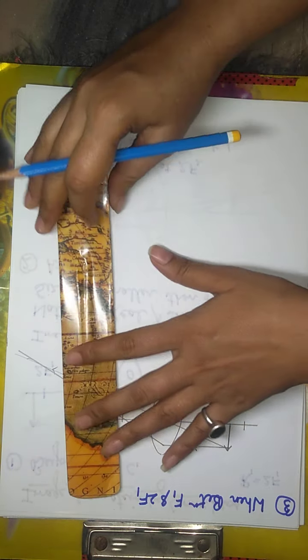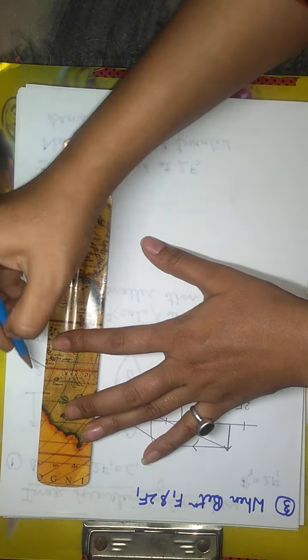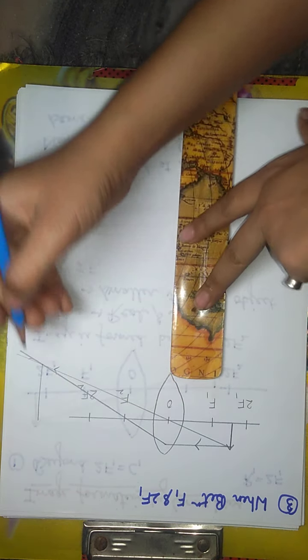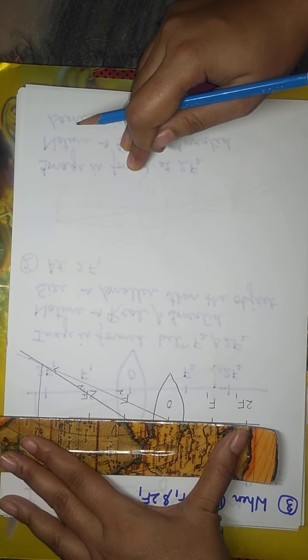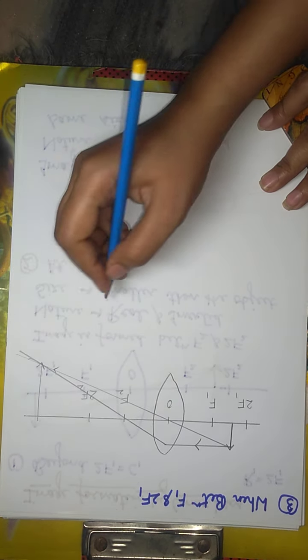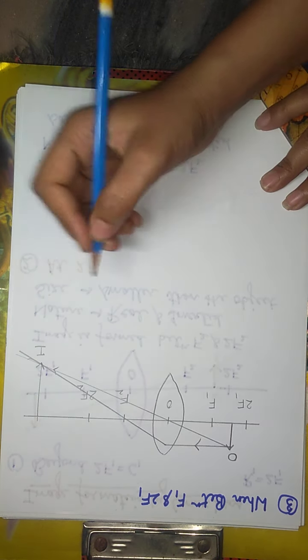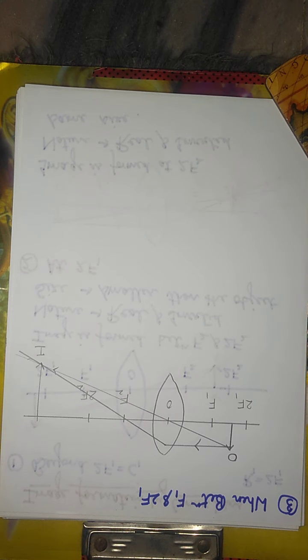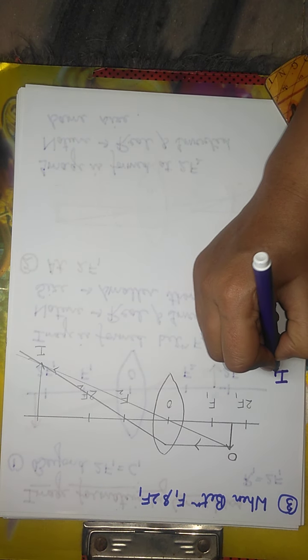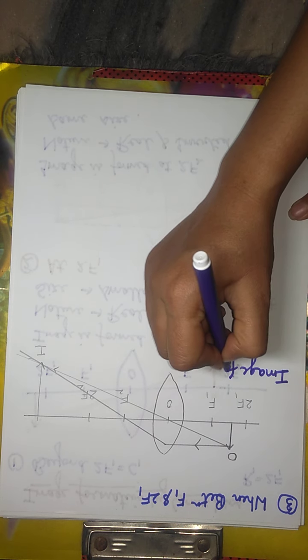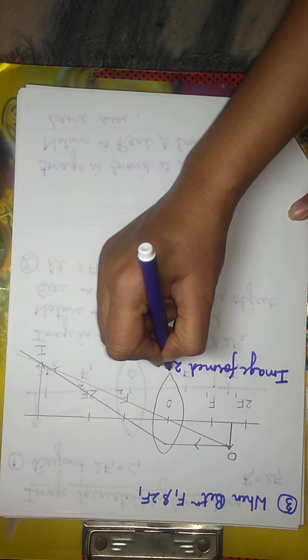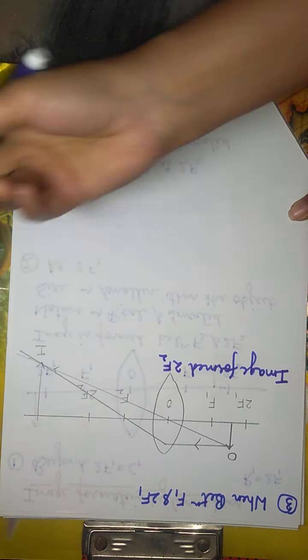Clear? So where are these two rays meeting? These two rays are meeting at this point. Clear? If I extend this principal axis, these rays are meeting at this point. This is the image of the object. Clear? This is the object. So where is the image formed? The image is formed beyond 2F2. 2F2 से beyond बनी.